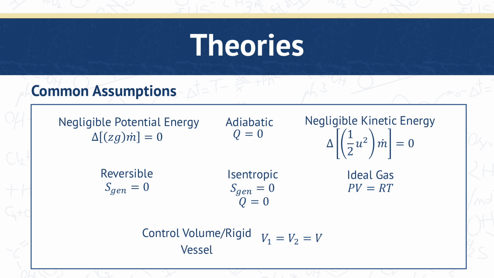For some gases that do not have data tables in Sonntag, the assumption of ideality may be used if it is not specified that the system is a real gas. And the last common assumption is when the system is a controlled volume or it is considered a rigid vessel. This means that there is conservation of volume and V1 equals V2 and so on, which is equal to the total volume of the system.